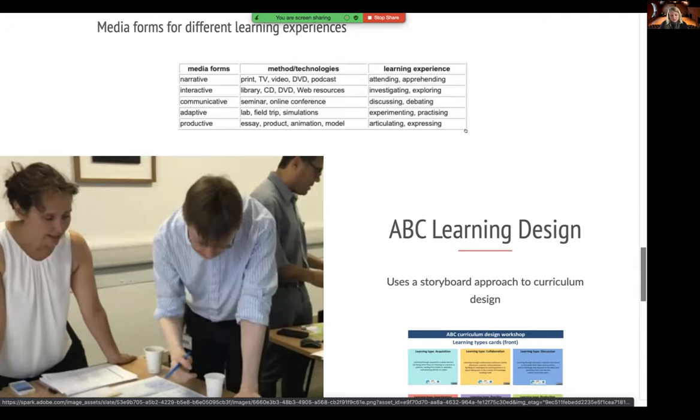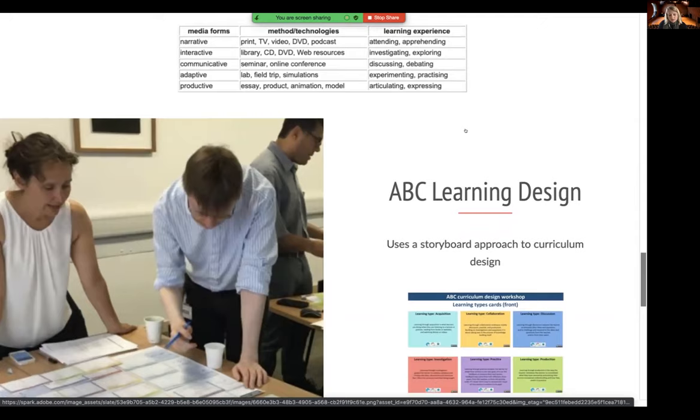Communicative media facilitates interchanges between people. So it could be as simple as email discussion or a discussion forum, things like that. Online conferences as well in the table there. Adaptive media forms are changed by what the learner does. So it could be simulations or virtual worlds or things like that. And productive media enables the learner to produce something. In the technology, this might be a word processor to produce an essay in the simplest version, but it could be something more complicated like an animation or a model.